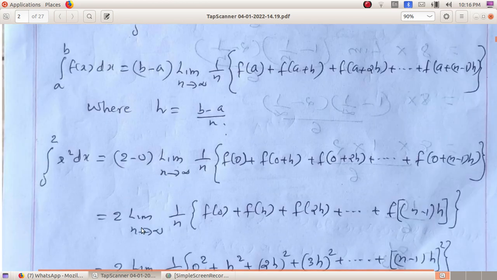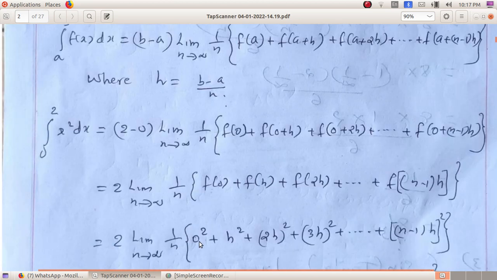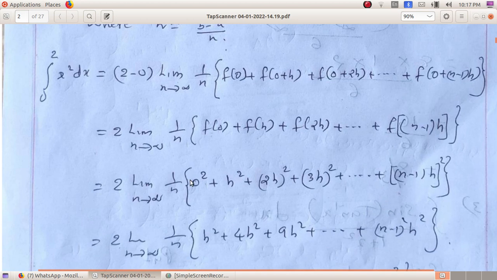That is 2 into limit n tends to infinity 1 by n, f of 0, f of h, 2h and n minus 1 h. What is f of 0? We know f of x equals x square. So f of 0 is equal to 0 square. F of h means h square, 2h square, 3h square, 4h square, at last n minus 1 h square. 0 square means 0 itself, that can be removed. So h square, 2 square is 4, 4h square, 9h square, etc. up to n minus 1 whole square h square.